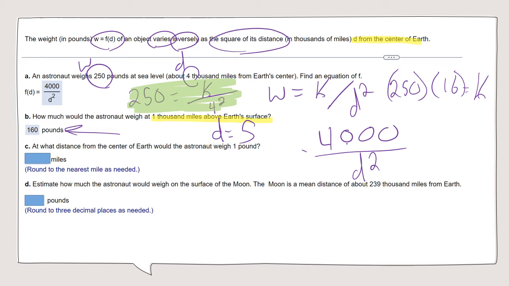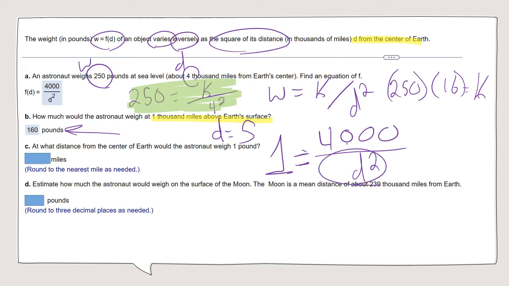The next part says, at what distance from the center of the Earth would the astronaut weigh 1 pound? Now, I'm looking for the d. It's telling me the weight is 1 pound. Which means I need to come up with the formula here. Now, back to this formula, that means the 1 is going to go right here. Now, when I deal with fractions, a 1 as a fraction means it's got the same number on the top and bottom.